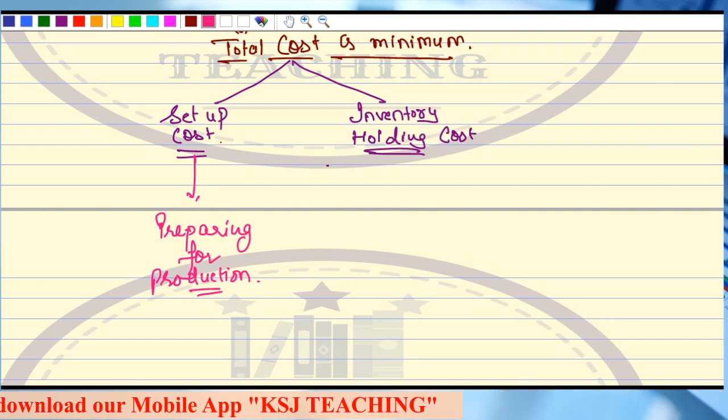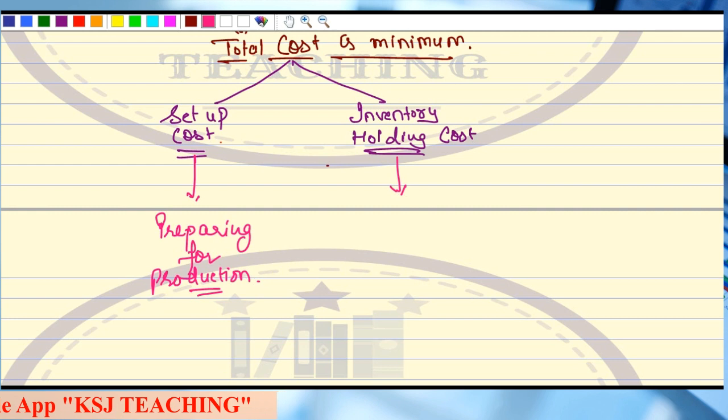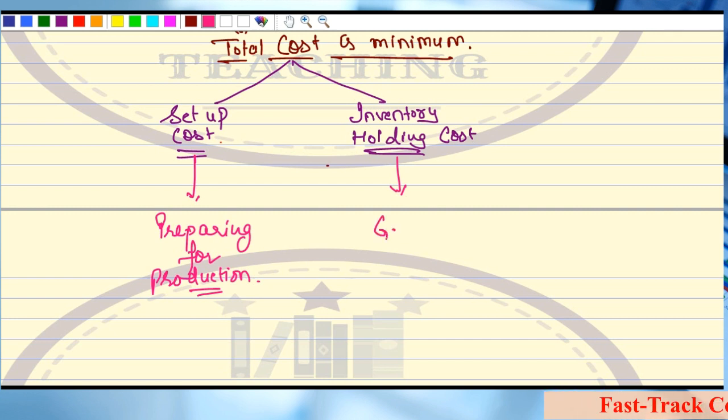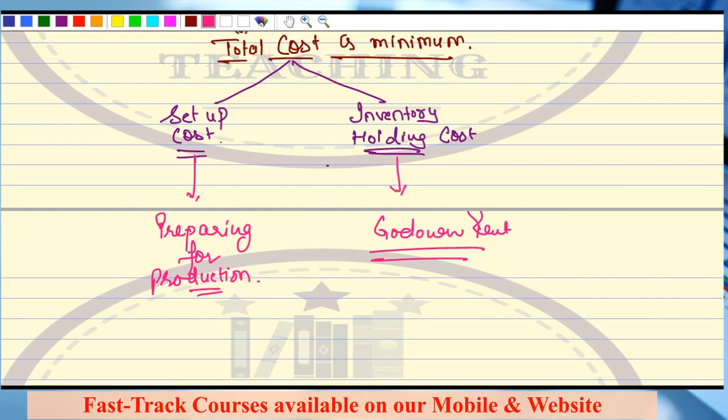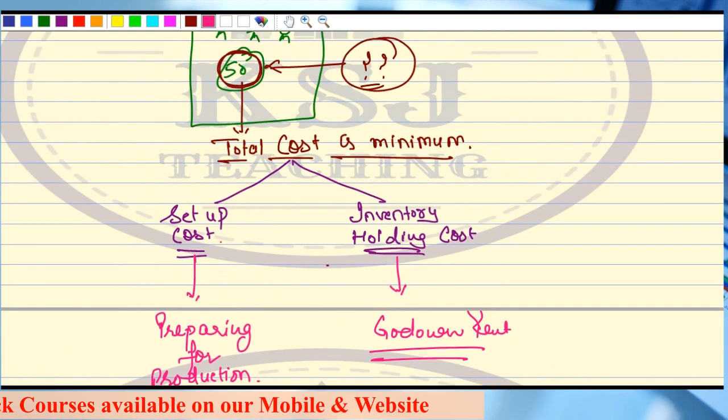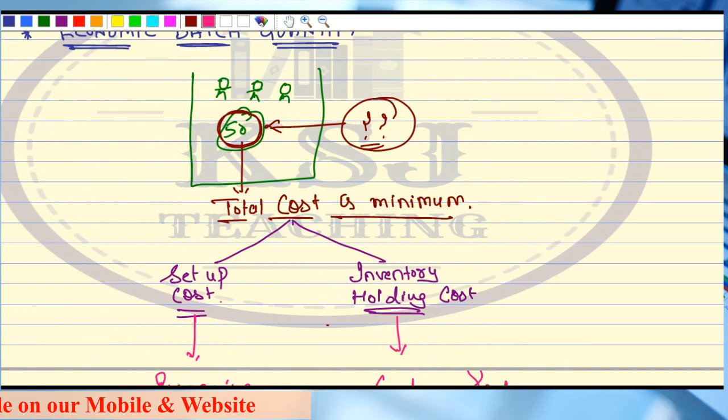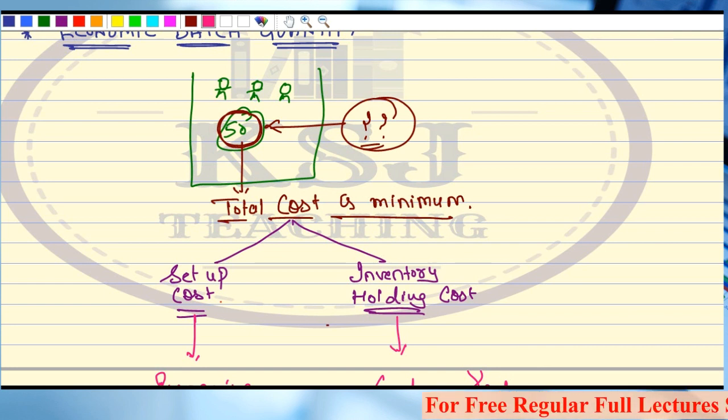Now what about the inventory holding cost? Once the inventory is ready, you will obviously keep that inventory in some godown, right? Godown rent can be there, salary of the godown keeper can be there. So the more the number of things in one batch, the more the production in one batch, my inventory holding cost will increase. So these two costs are to be taken carefully. One is setup cost and the other one is inventory holding cost.